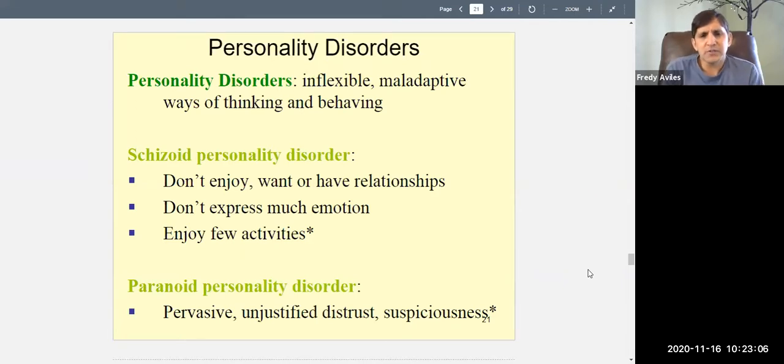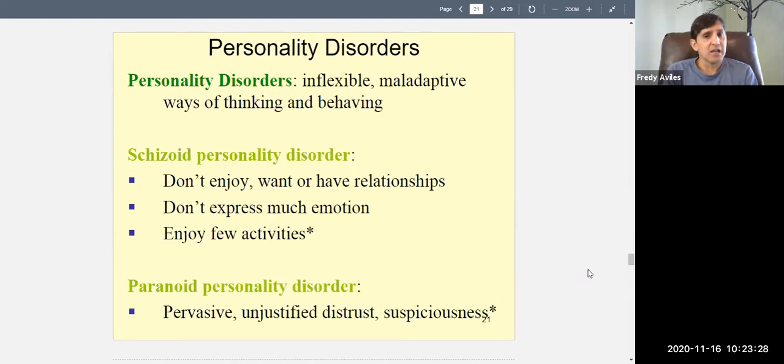So schizoid personality disorder is one example. It sounds like schizophrenia, but it's not. These are people who don't want anything to do with people. They don't enjoy being around people. They don't want to be around people. They don't even have relationships. They don't care about sexual relationships or anything. They don't want to be around people at all.